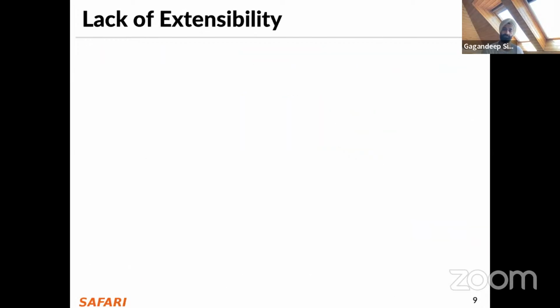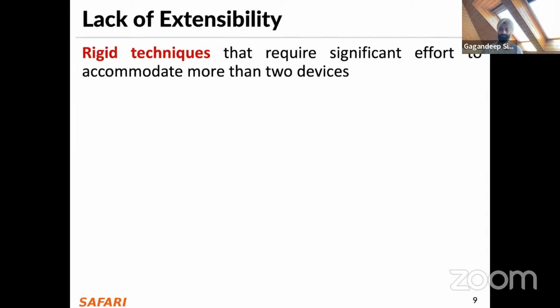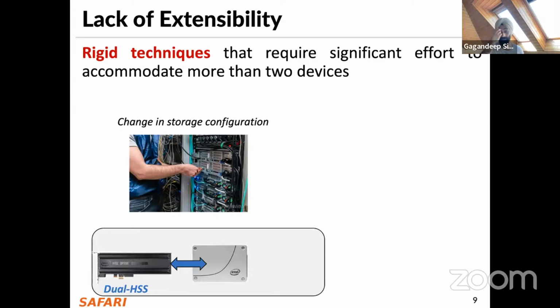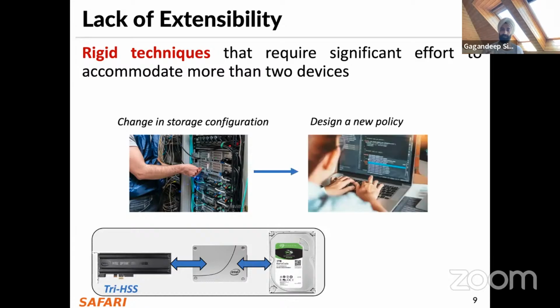And then there's an issue with extensibility as well, because most of the design techniques are rigid and require significant effort to accommodate more than 2 devices. They are usually built for just 2 devices. So if we have to extend a dual hybrid storage configuration to a tri-hybrid configuration, then we would have to design a policy from scratch to take into account all the different characteristics. For example, eviction, promotion from the new storage, and update. We would have to update the policy accordingly.